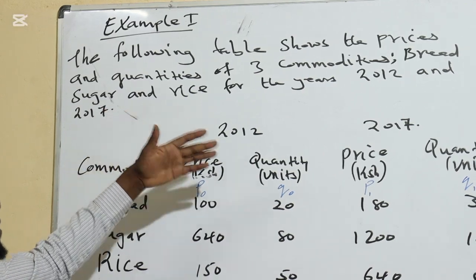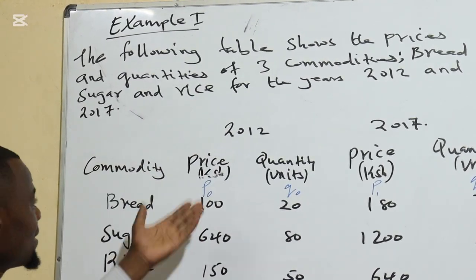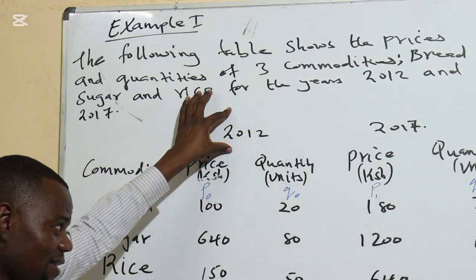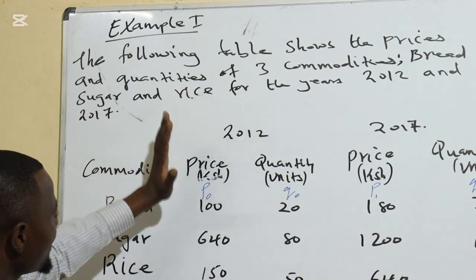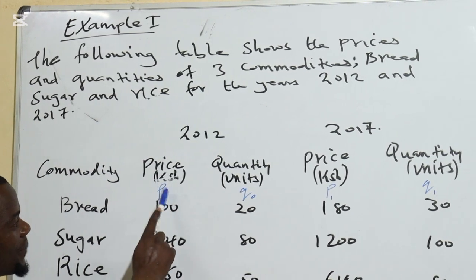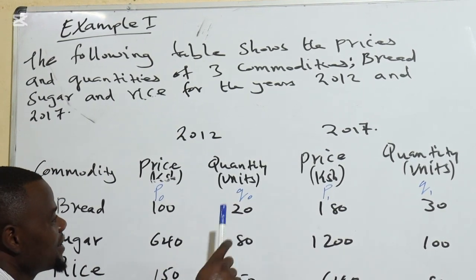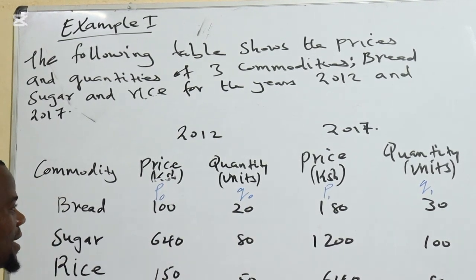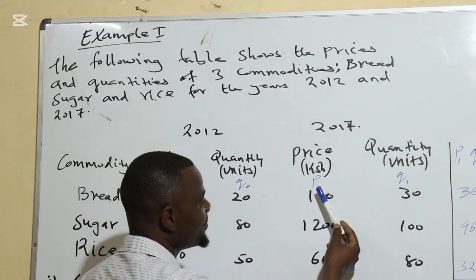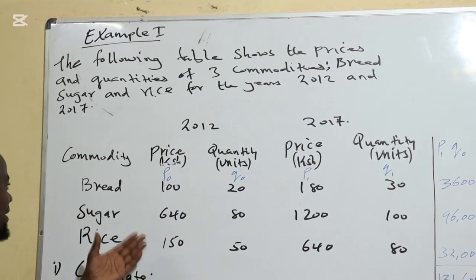So by just looking at the 2 years, 2012 and 2017, which year is the most current year? The most current year is 2017, and now this will be your base year. So the price and quantities of the base year will be noted by P0 and Q0, where P0 is price at the base, Q0 is quantity at the base. The 2017 prices and quantities will be P1 and Q1 respectively. So that is the table given.